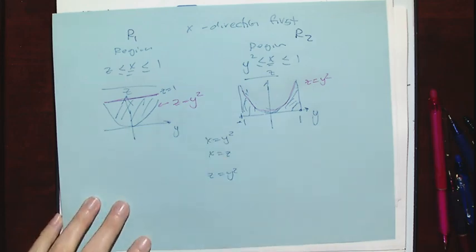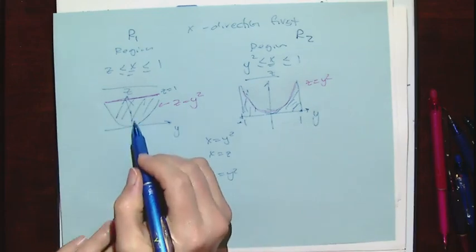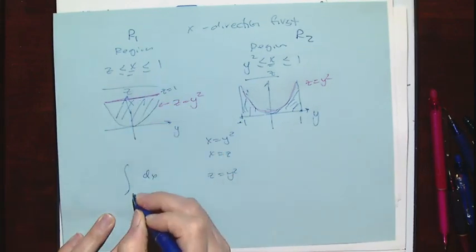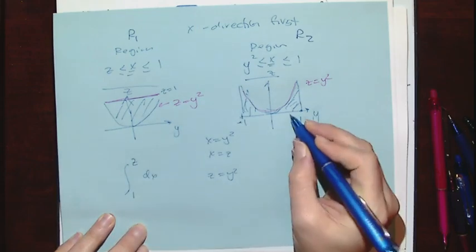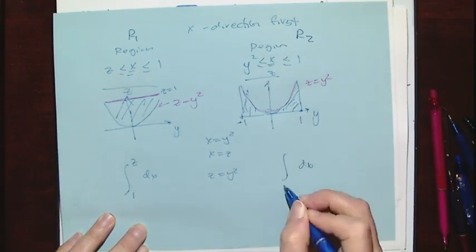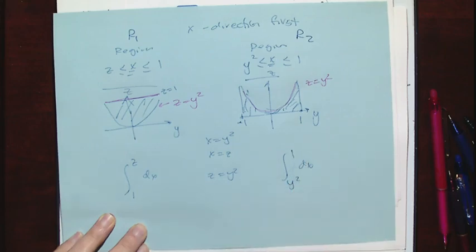So now, I set this up. The most inner is that one. How do I set up the two outer ones? The most inner is the dx. For this region, x goes from y squared to 1. The most inner for this region is dx. Oh, did I switch?